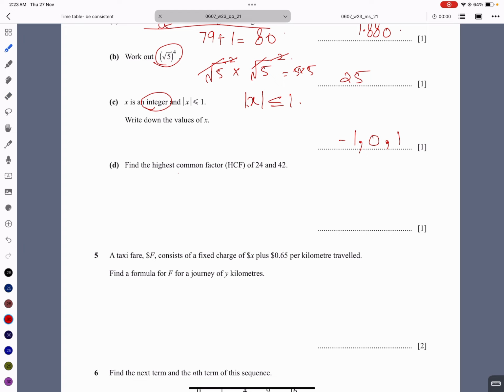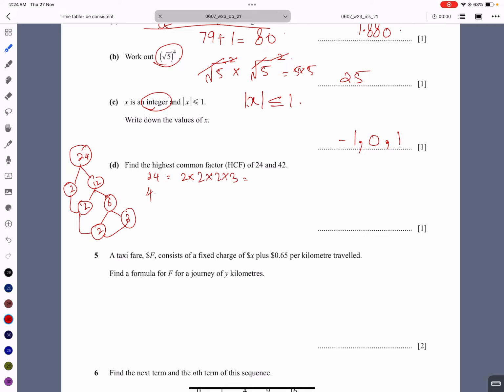Next is, find the highest common factor of 24 and 42. Now make the factors of 24. 2 into 12 is 24. 2 into 6 is 12. 2 into 3 is 6. So what are the factors of 24? You will only take the lowest prime numbers. So 2 times 2 times 2 times 3.